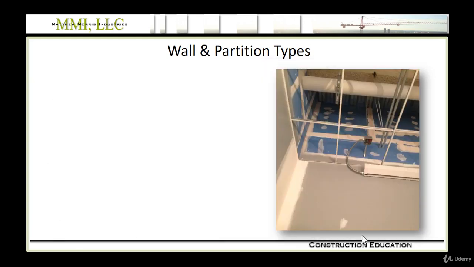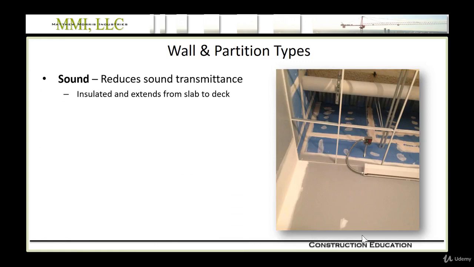Okay, so another partition type would be a sound partition. And just like it sounds, it reduces sound transmission from one room to the next. And this is accomplished by insulating the wall and extending the partition from the slab below to the deck above and sealing all the penetrations in between.